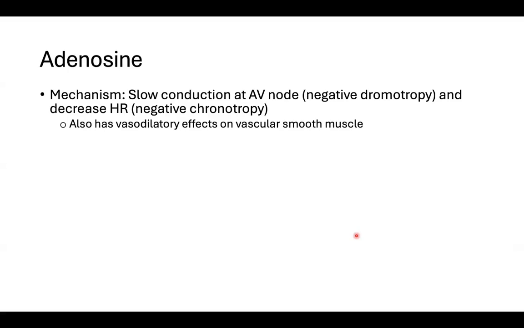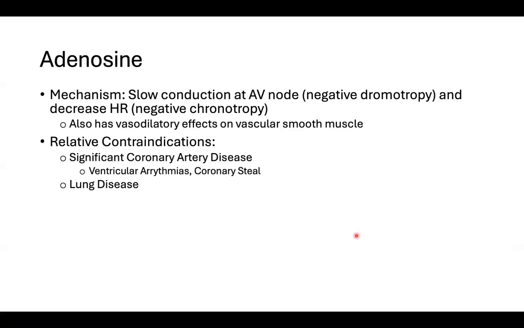So when we're thinking about who we should be considering this for and who we should not be considering this for, if a patient has a history of significant coronary artery disease, you would definitely avoid using adenosine, as it can result in a coronary steal phenomenon, as well as some pretty severe ventricular arrhythmias. And then patients with severe lung disease, it can actually be bronchoconstricting. So that would also be a group of patients that you would not want to be using adenosine in.